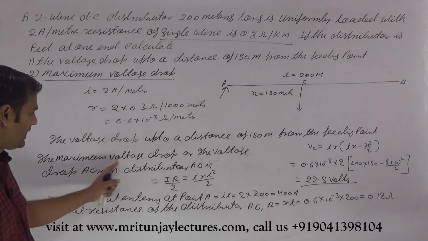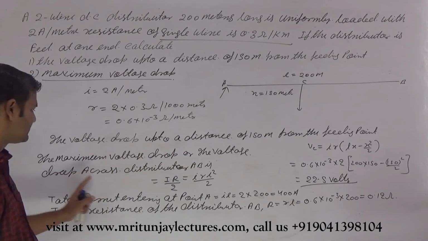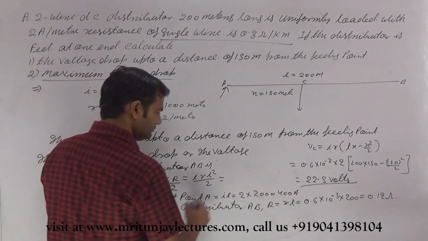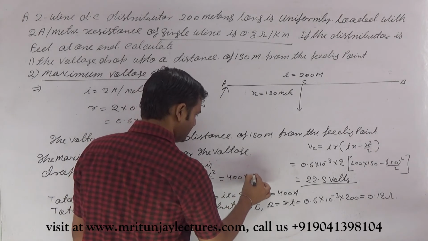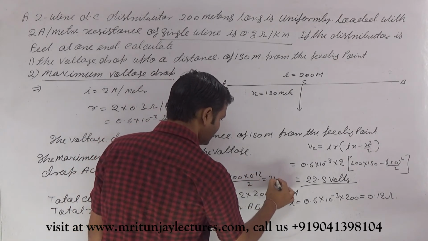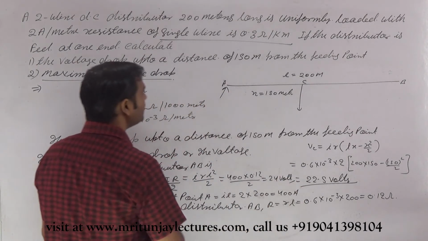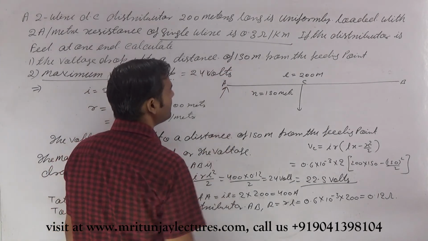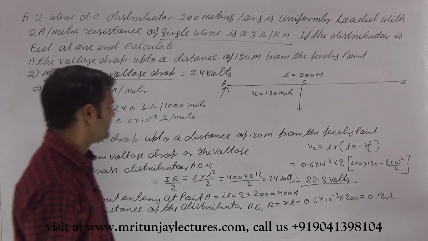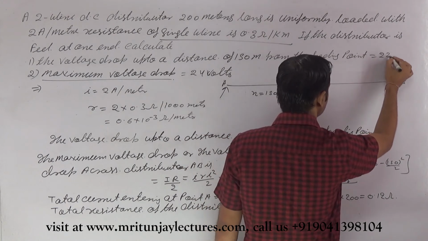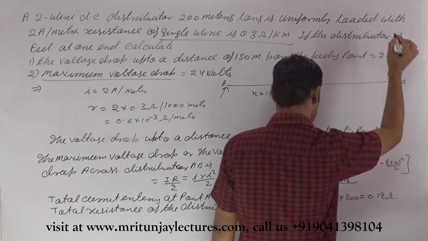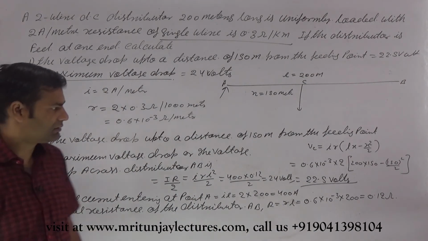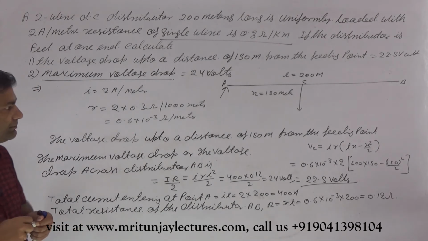So the maximum voltage drop, or the voltage drop across the distributor AB, is 400 into 0.12 divided by 2, that is 24 volt. This one is 24 volt, and the earlier one is 22.5 volt. Simply use the formula and solve it.